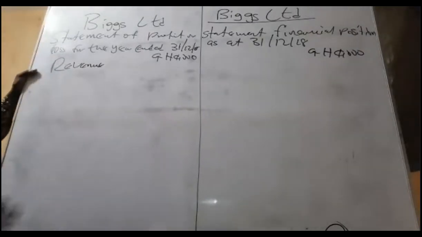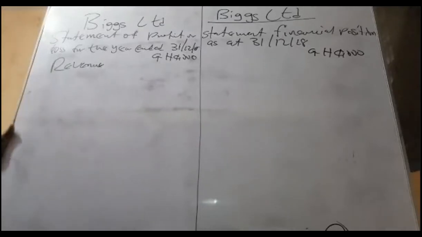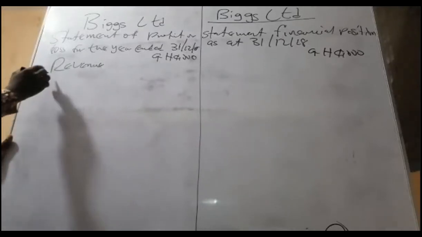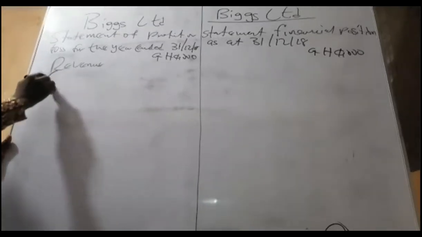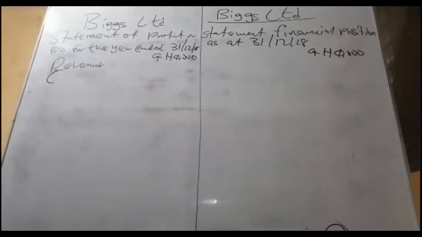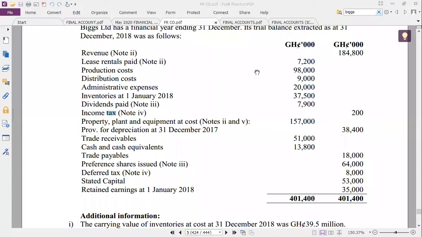I'm supposed to pause, go and do workings and bring it back. But I can show it like this. Tell the examiner that the revenue figure is 184,800.